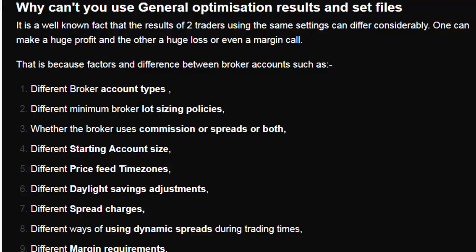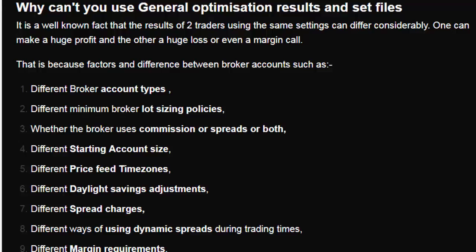Now, as I said previously, set files and supplied optimization settings are the most dangerous things on the market. It is a well-known fact that two traders using identical settings supplied by an EA provider, one can have a great profit and the other can run into a loss. And on the web page that you can see here, there are 19 factors mentioned, and there are a lot more, in fact, why this happens.